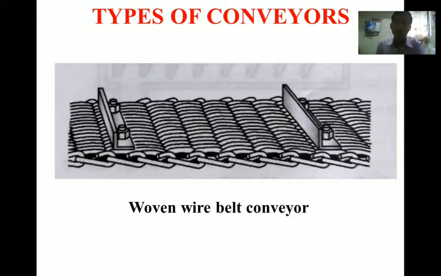If the material is falling from a certain height, what happens in a rubber belt is that it is going to cut it. To avoid such things, we can use this type of material, where the belt is made up of steel wires. This type of conveyor can take impact loads, where loads are falling from a certain height. That is the main advantage of this conveyor.